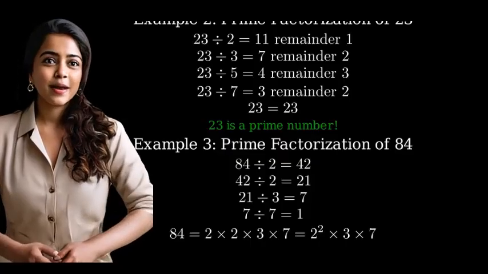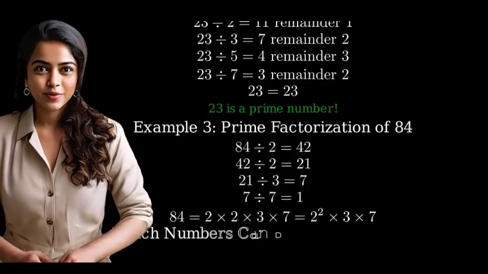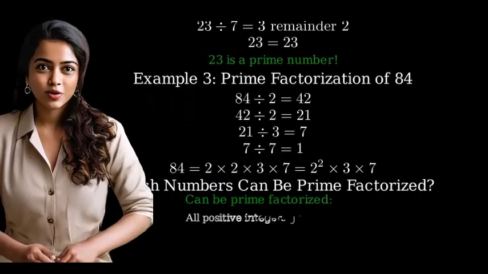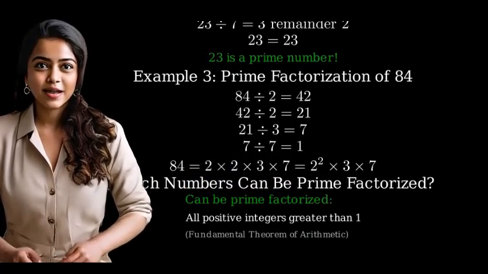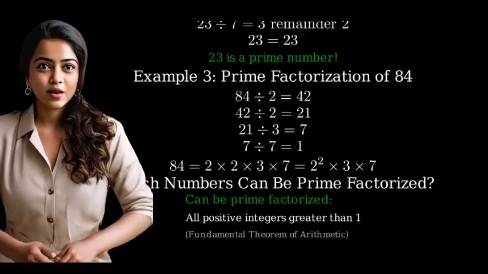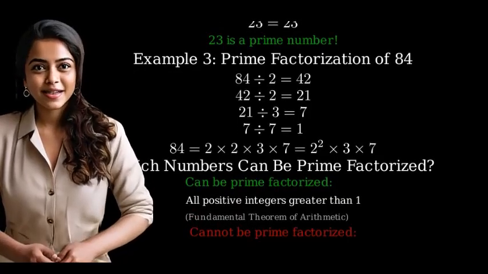Now, let's discuss which numbers can and cannot be prime factorized. All positive integers greater than 1 can be uniquely expressed as a product of prime numbers. This is known as the fundamental theorem of arithmetic. However, the following numbers cannot be prime factorized.